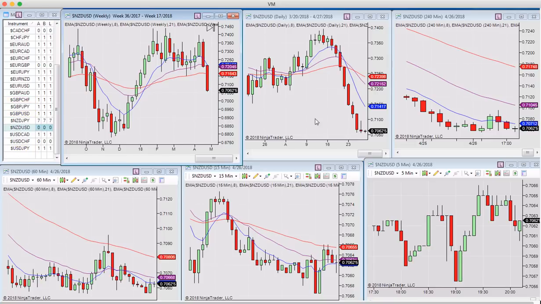So NZD USD, we have the same thing. We're nearly to the bottom of our scan, and we've got way too many markets to follow. So at some point, we have to start culling the herd. So here we have high probability of continuation. We have market trending down on every time frame, and this is clearly broken support.